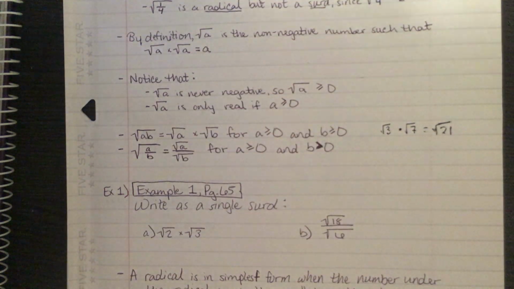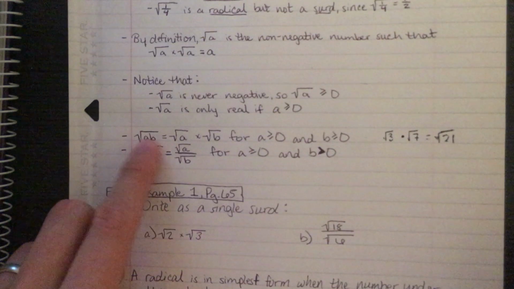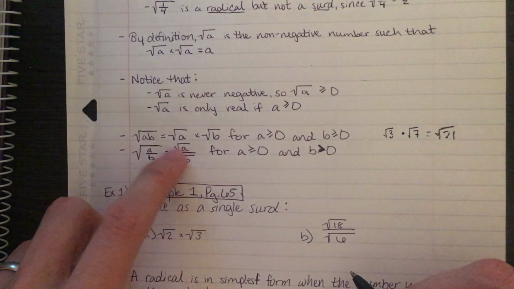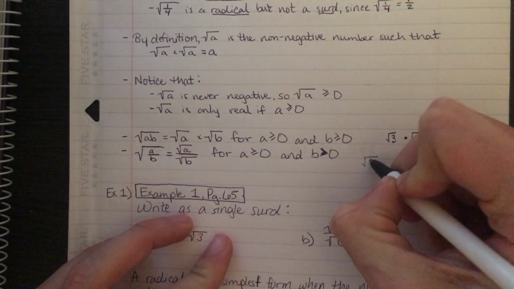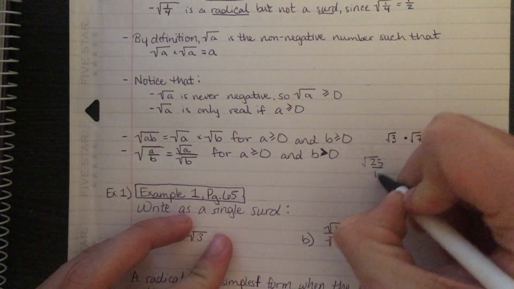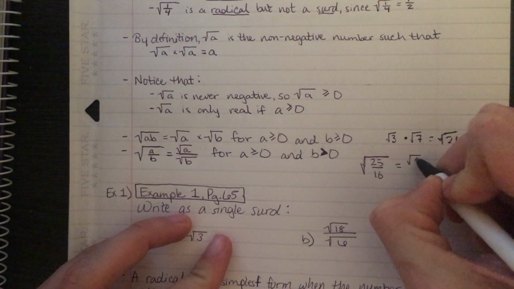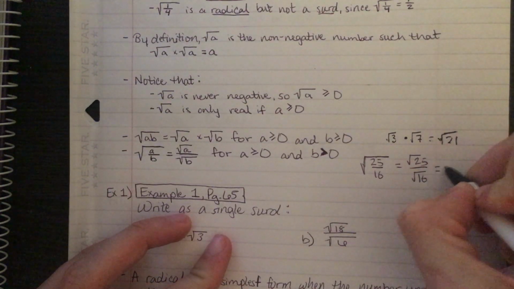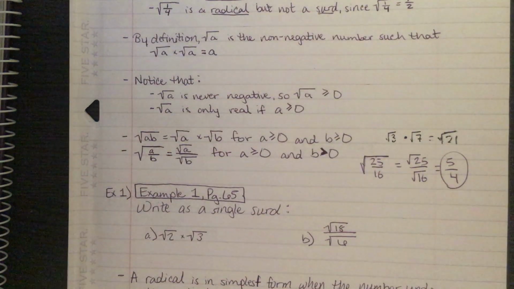And similarly, we can do that with division. If we had the square root of a divided by b, we could rewrite that as the square root of a divided by the square root of b. So like if I had the square root of 25 over 16, I could rewrite that as the square root of 25 over the square root of 16, which would be 5 over 4. So just to illustrate those two properties for you all.